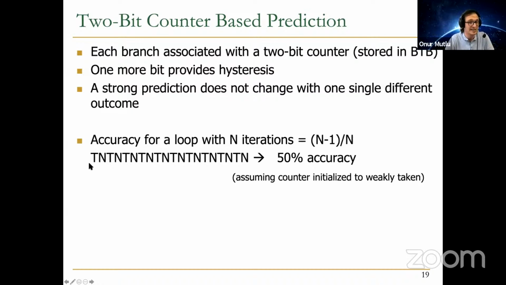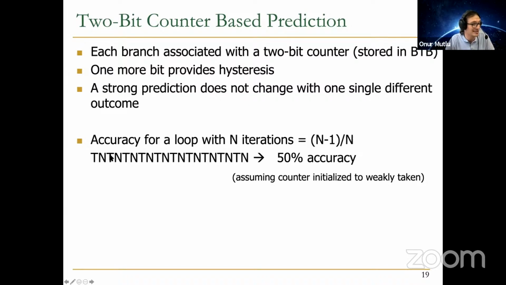Let's take a look at the special case over here. So assume that the counter is initialized to weakly taken. So this is predicted correctly. If it's weakly taken, and if the first instance is taken, you go to a strongly taken state. So in the next fetch of the branch, you will predict it as taken. The outcome will be not taken. That's fine. You will get back to a weakly taken state. In the next instance of the branch, you'll predict the branch as taken again, because now you're in the weakly taken state, and the outcome is taken.